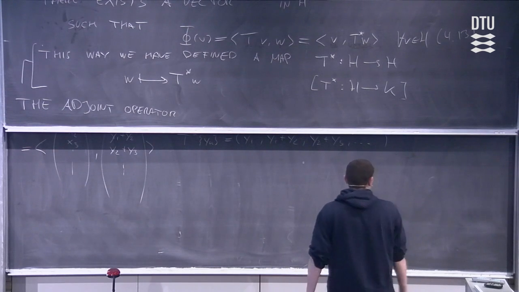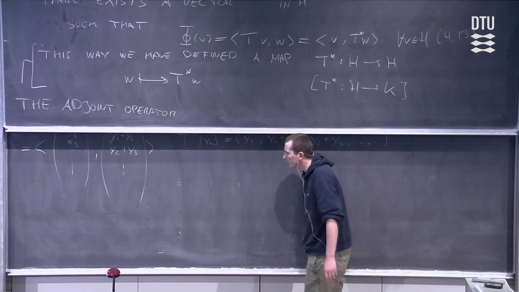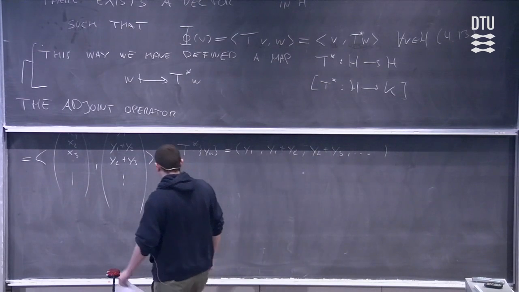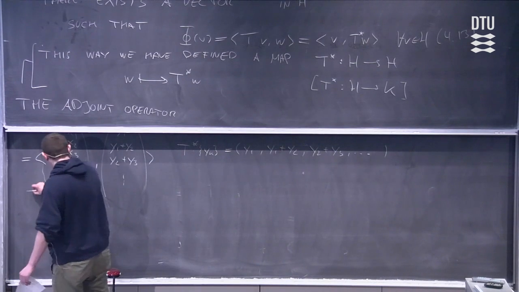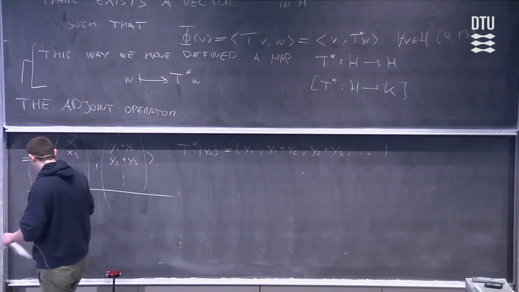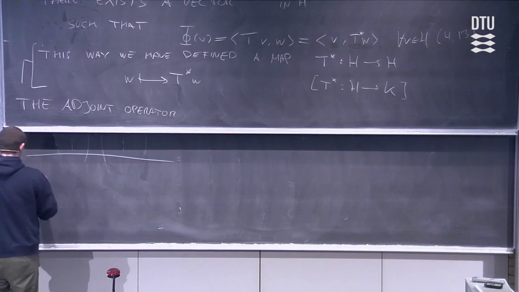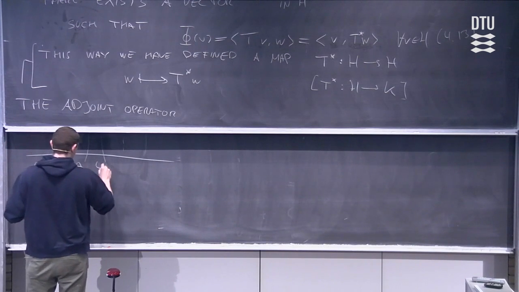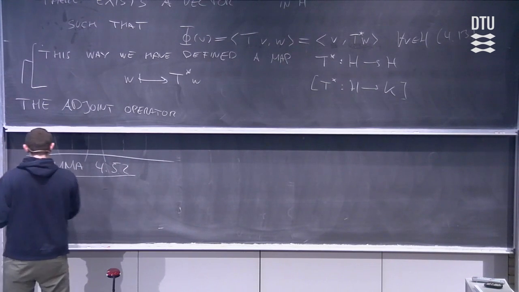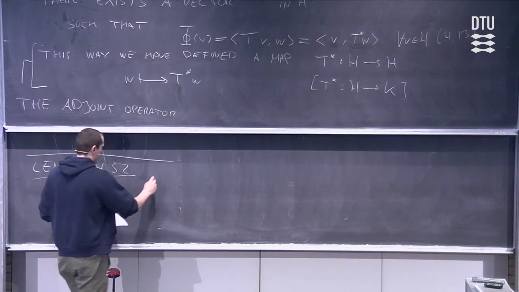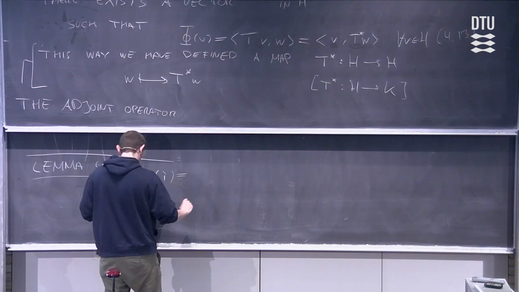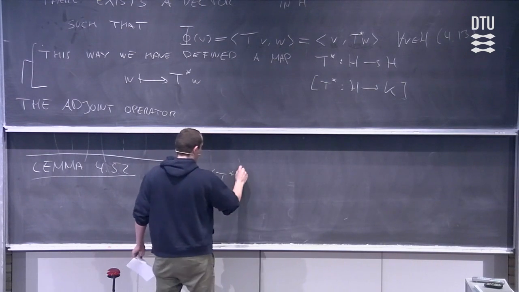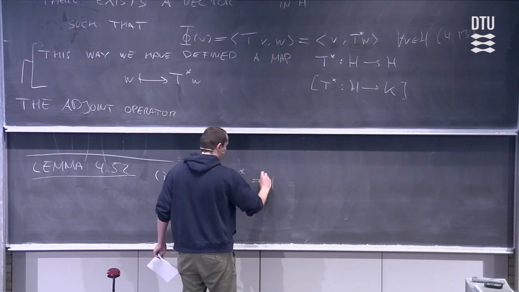Okay, so today in the exercise you will also show something else about the adjoint operator, which I already mentioned before. One of the results is the following. This is Lemma 4.52, and you will have to prove this. It says that the adjoint operator of an adjoint is actually T itself.